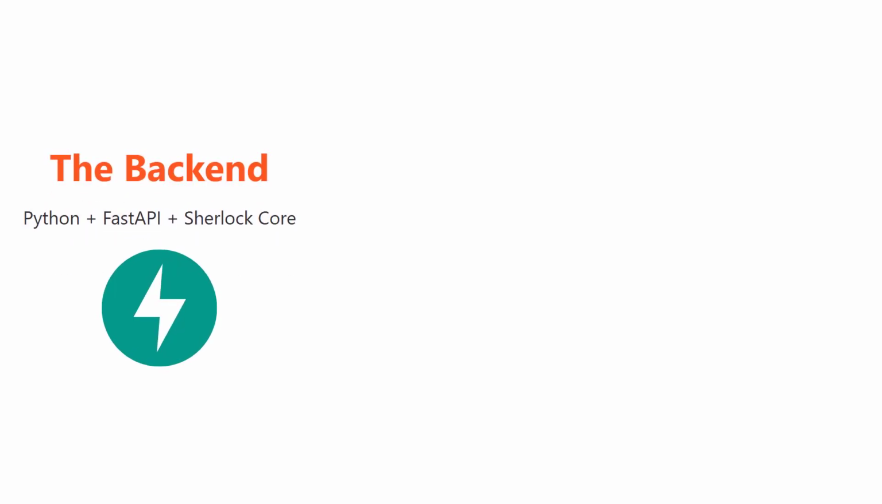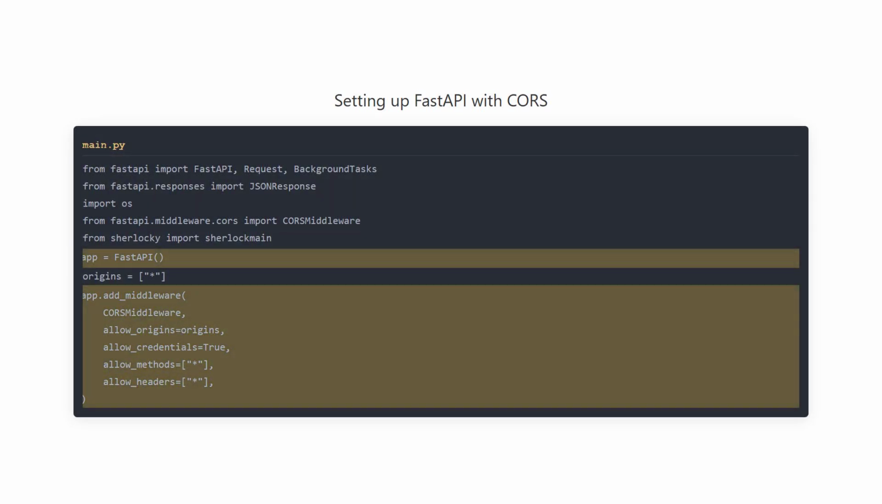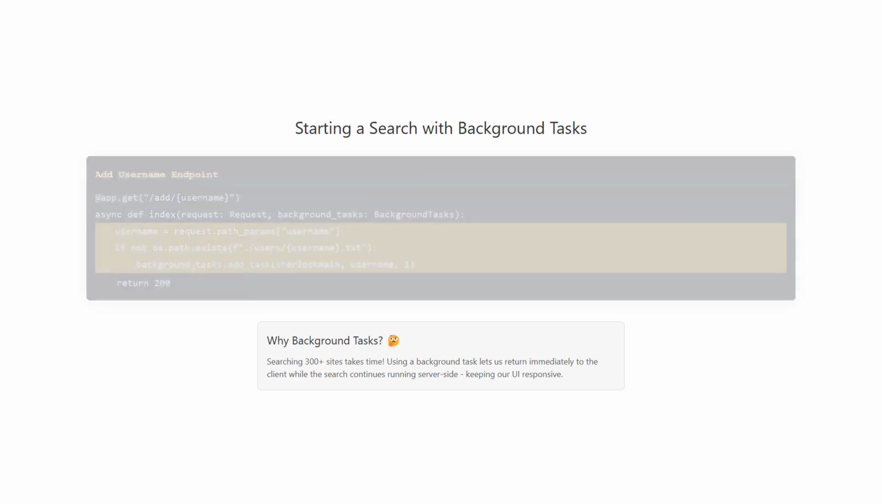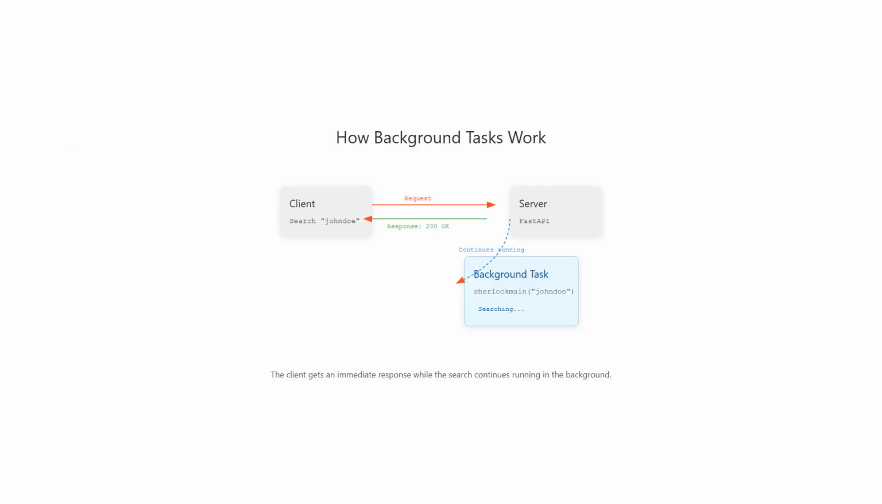The core of Sherlock is a Python FastAPI application that handles the heavy lifting of searching hundreds of sites simultaneously. We've got two main endpoints, one to start a search and one to fetch results. When a search is initiated, we spin up an asynchronous background task. This is crucial because searching hundreds of sites can take time. By using a background task, we keep the UI responsive while the search runs.